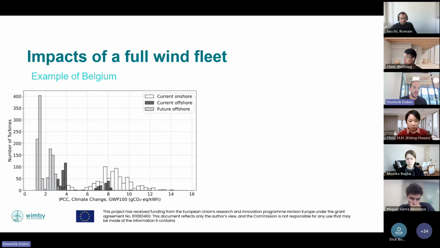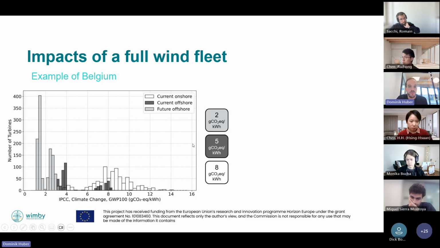Then we didn't only look into one turbine, but we also looked into fleets. And here I brought the example of Belgium. So what we can see here is, again, climate change impact on the x-axis and the number of turbines that perform in a certain cluster of impacts. And we can see in white here the current onshore, in dark gray the current offshore, and in this light gray the future offshore installation in Belgium. So when we look at the averages, we can see that we have an average of 2, 5, and 8 gram CO2 equivalents per kilowatt hour for the future offshore, the current offshore, and the current onshore fleet.